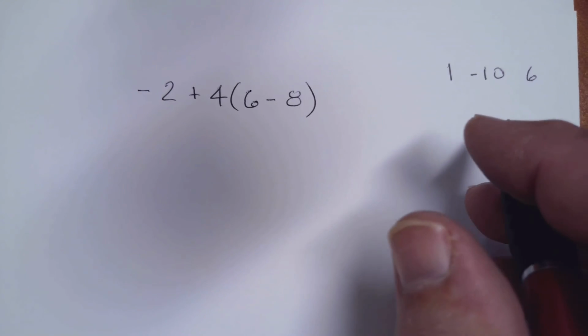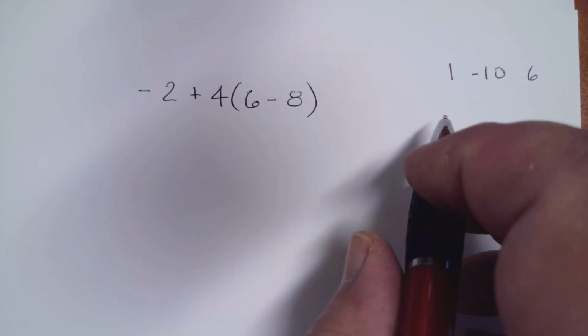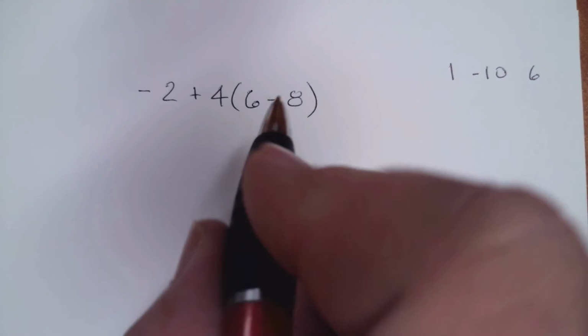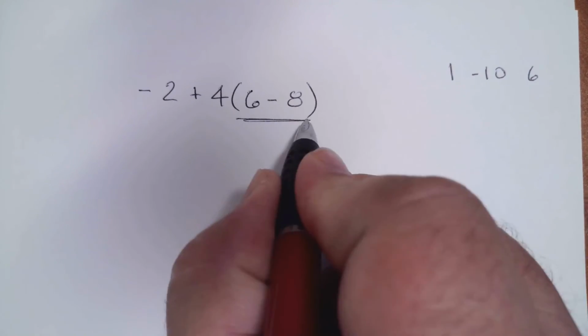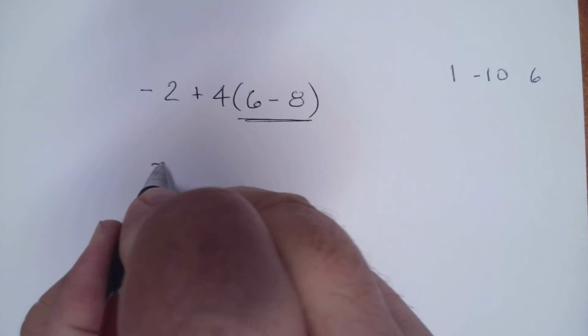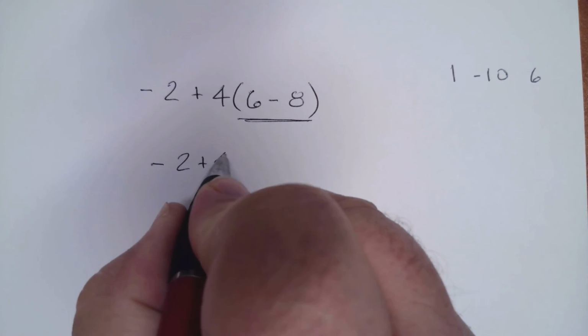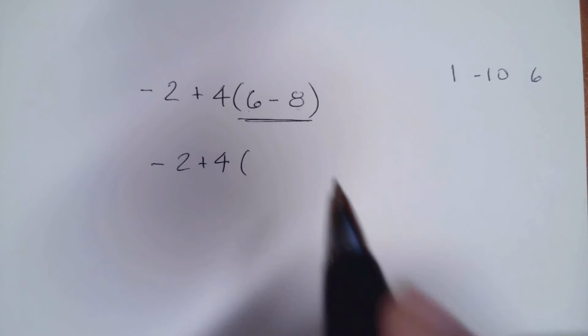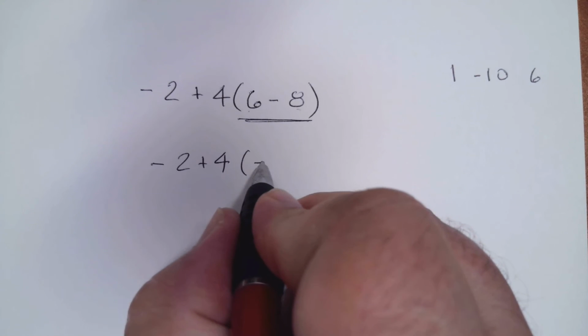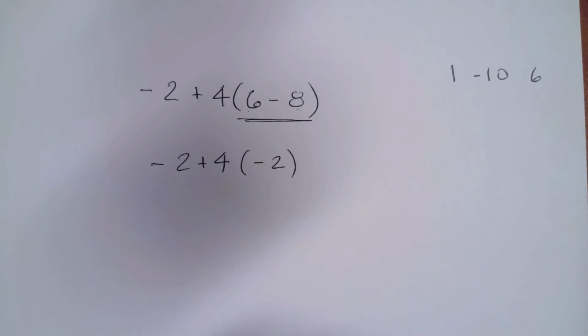All right, let's look at this. Reading left to right, do you see any special operations? Yeah, there's a parenthesis right there. So we have to do inside there first. 6 minus 8 is? Negative 2. Very good.